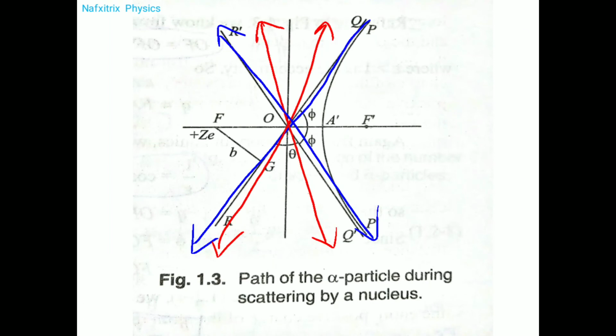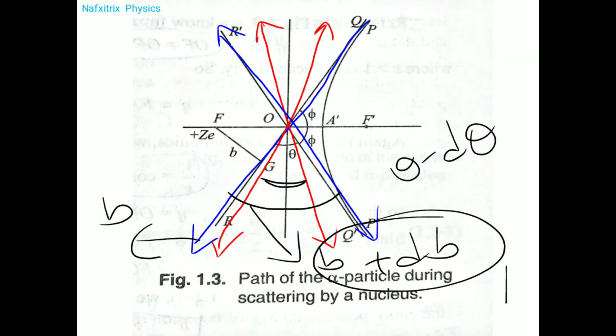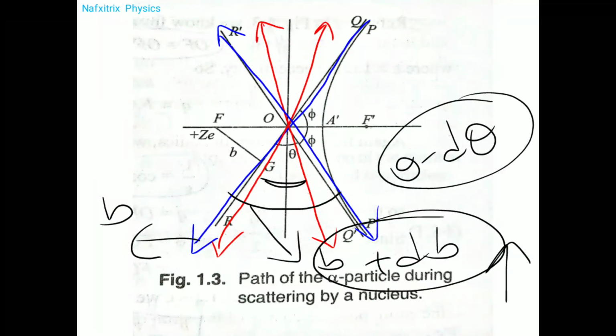So here we need to understand that this blue line's impact parameter is b and this red line's impact parameter is b plus db. Here you can see the angle between two blue lines is theta and the angle between two red lines is getting reduced, that is theta minus d theta. So as the impact parameter increases, the angle of scattering decreases. If an alpha particle is going very far away from the nucleus, it gets less scattered.